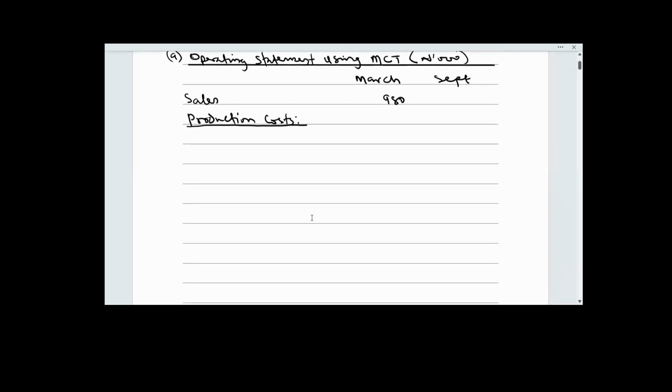Let's determine production costs now. Immediately after sales, you need to consider production costs. Remember, I told you last time, as far as the operating statement is concerned, your starting point is to memorize the format. Once you understand the formats of both marginal and absorption costing, you are good to go to solve any question, no matter how big. So under the production cost, the first item will be the opening stock.